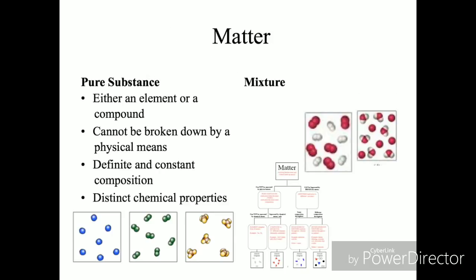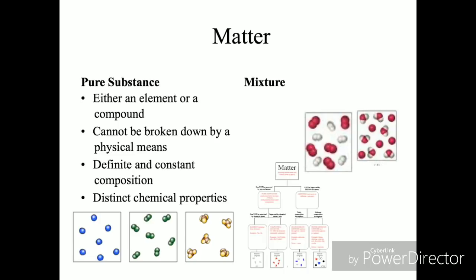In your guided notes, you've been given an empty flowchart like this. Make sure you put these notes in your flowchart. So the information for pure substances will go here on the left, and the information for mixtures will go here on the right. Today, we're going to focus only on pure substances. The next lesson will focus on mixtures.